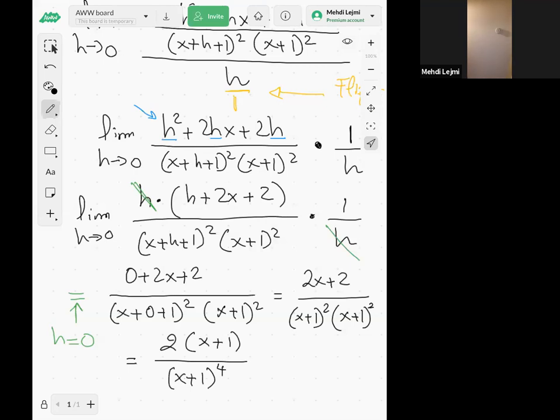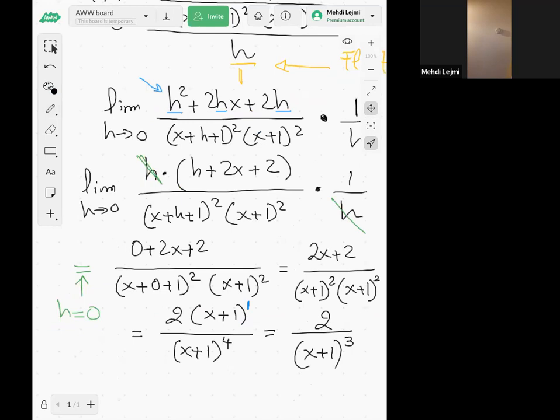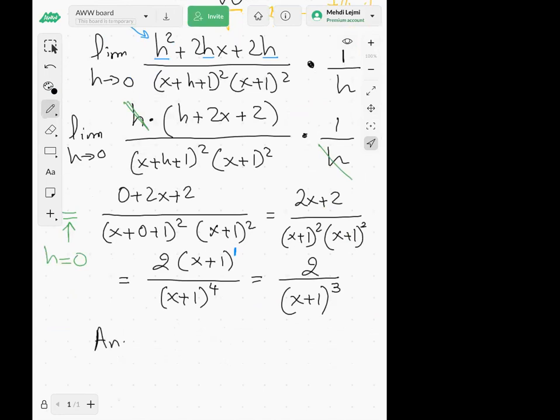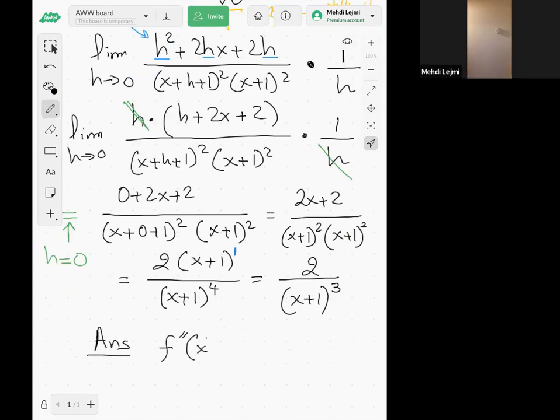Now, there's an x plus 1 in the top, which is power 1, and x plus 1 to the 4 in the denominator. If you take the difference between the powers, 4 minus 1, that will be 3. So the answer would be 2 over x plus 1 cubed. That would be the final answer. So your f second of x is actually 2 over x plus 1 cubed.